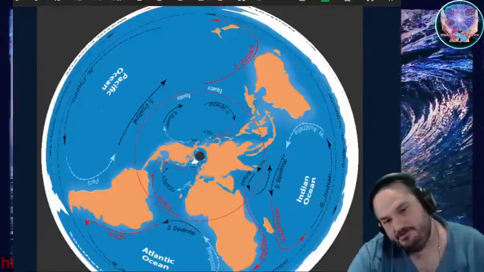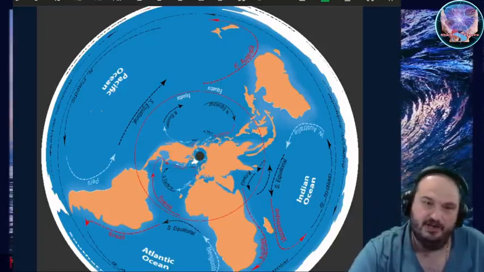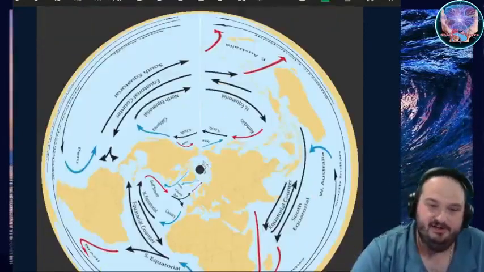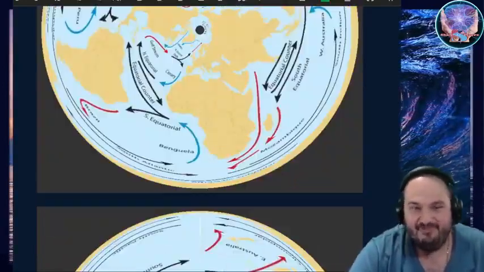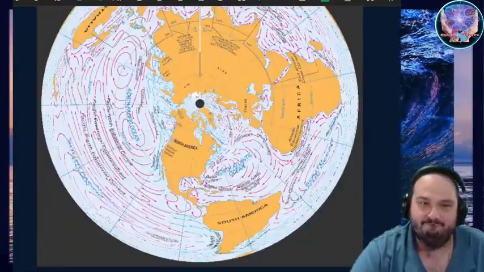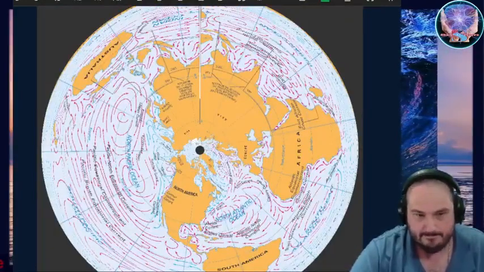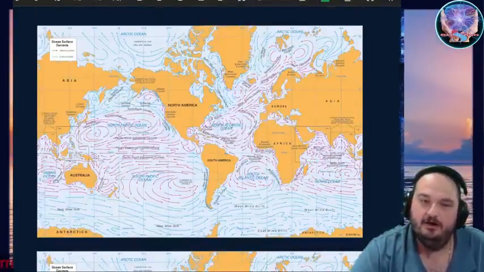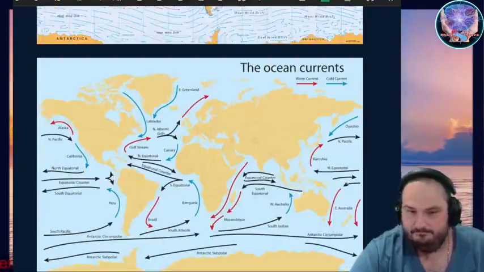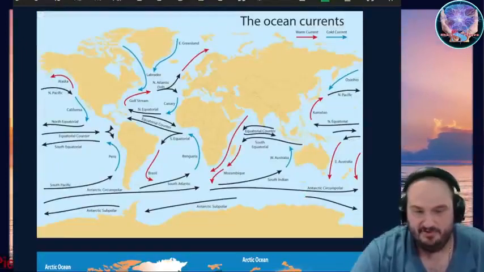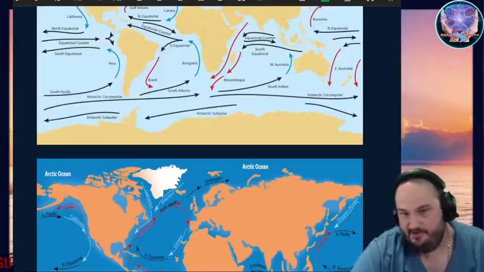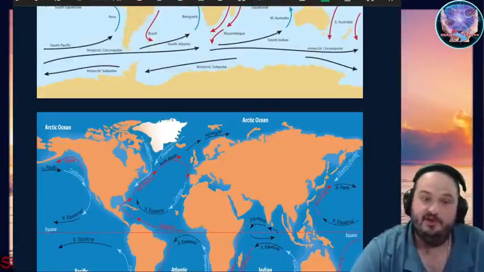And ocean currents makes way more sense. Look at how that works. Circle, circle, circle, circle. Circle, circle, circle, circle. Makes way more sense. I mean, honestly, of course it does. So all the currents, the hot and cold currents creating the up and down, the back and forth, the equilibrium.